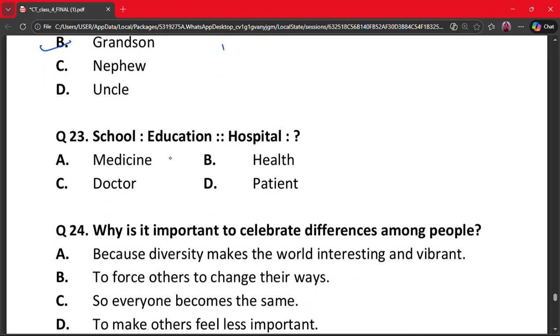Moving on to the next question, that is question number 23. School is to education as hospital is to dash. A. Medicine, B. Health, C. Doctor, and D. Patient. Here the correct answer is option B, that is health. Why? Because school provides education and hospital provides health. So the correct analogy is health.